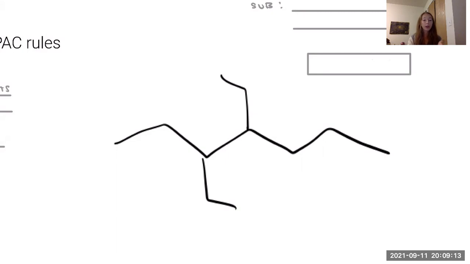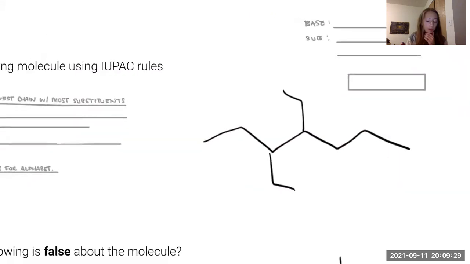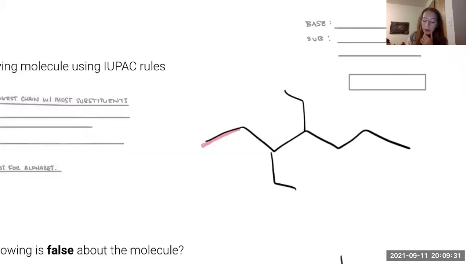There's two ways we can go about this one specifically. We can go this way, or we can go this way. That could be our base chain. They would give us the same answer, and that's okay. So I'll just go with this one. That'll be our base chain, and this is a heptane, 7 carbons.